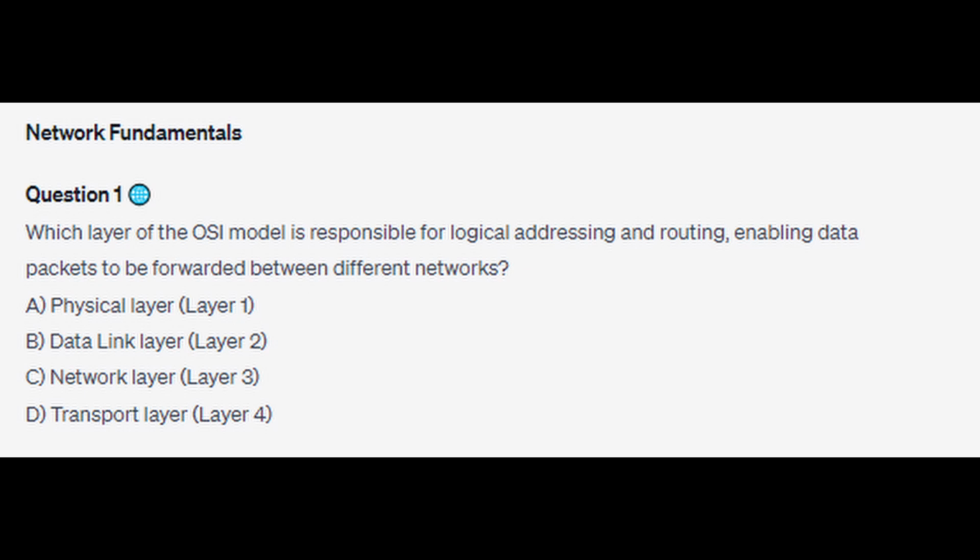Is it A, physical layer or layer 1? Is it B, data link layer or layer 2? Is it C, network layer or layer 3? Or is it D, transport layer or layer 4? You now have 5 seconds.